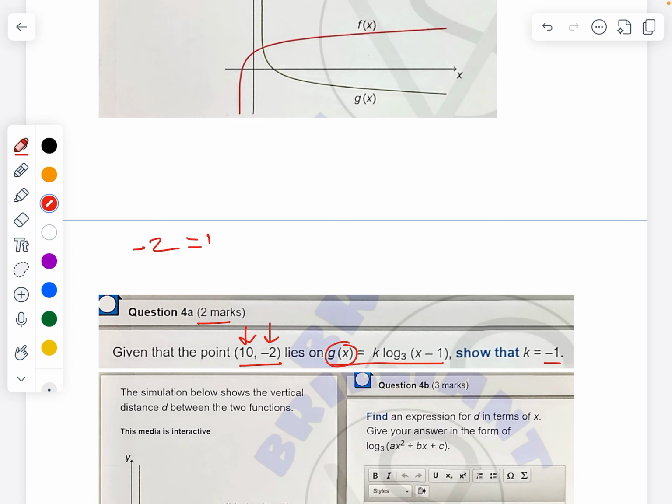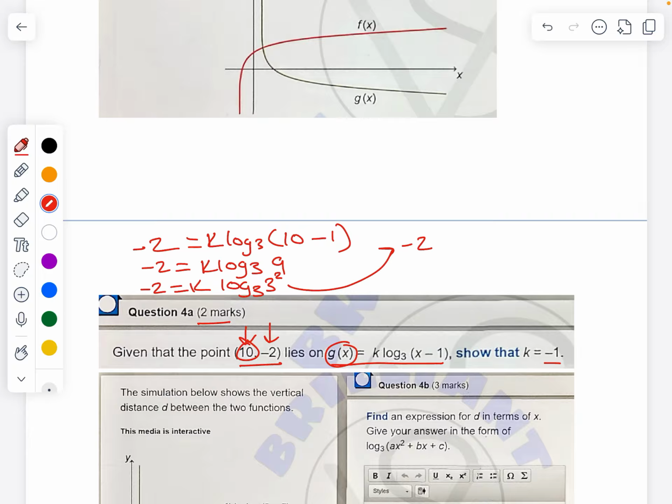So this means -2, so the function equals k log 3. And then inside the bracket, I'm going to have x, which is 10, and I'm going to subtract 1. Okay, so I'm substituting them in. So -2 equals k log 3, 9. I know that I can write 9 as 3 squared, which I'm going to do, because now the base is the same.